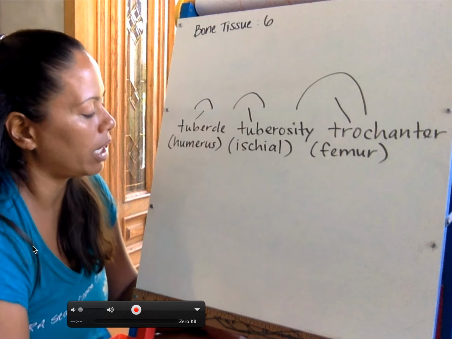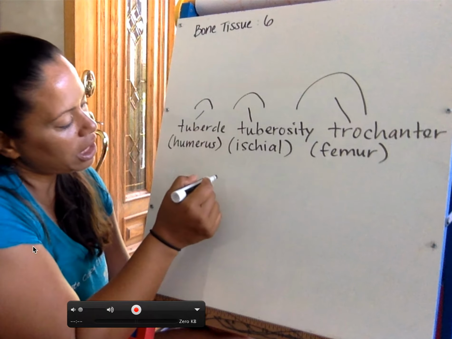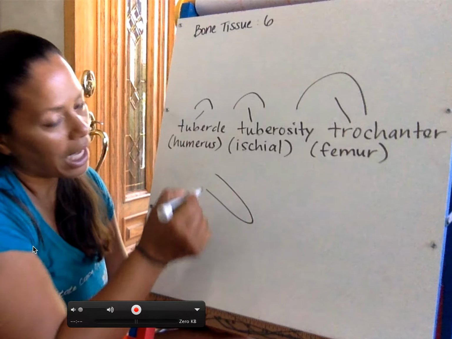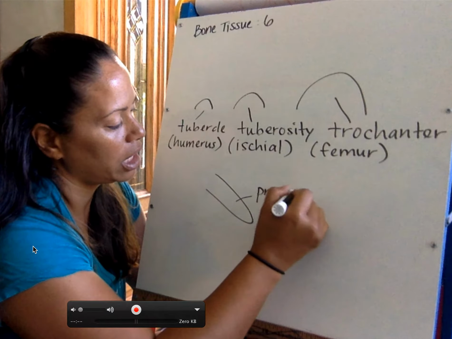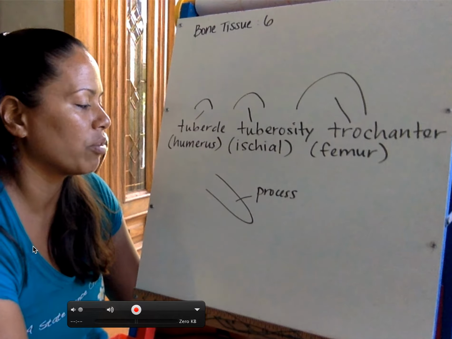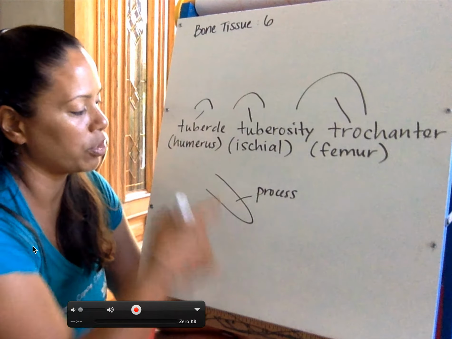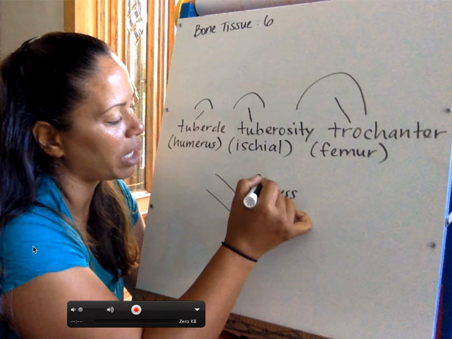What other kind of bumps do we have? Well, if it's a pointy bump like that, they call it a process. And in the case of something that we're familiar with, the spine has these little projections, so we call it a spinous process.